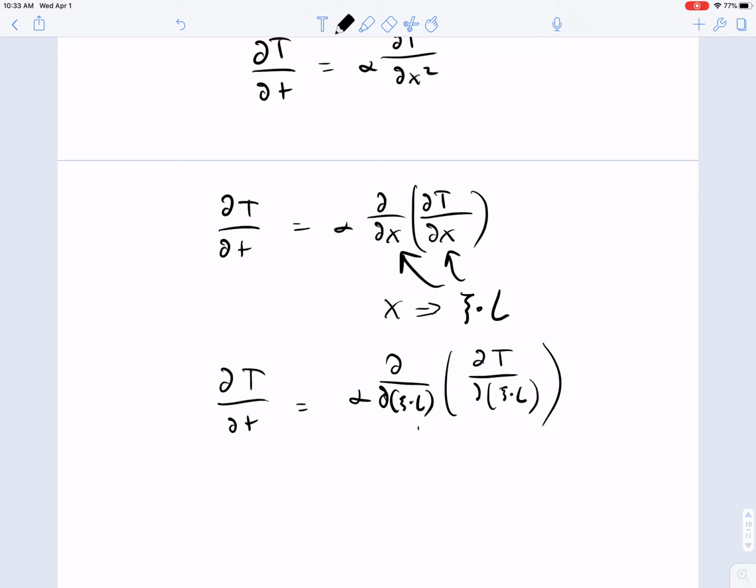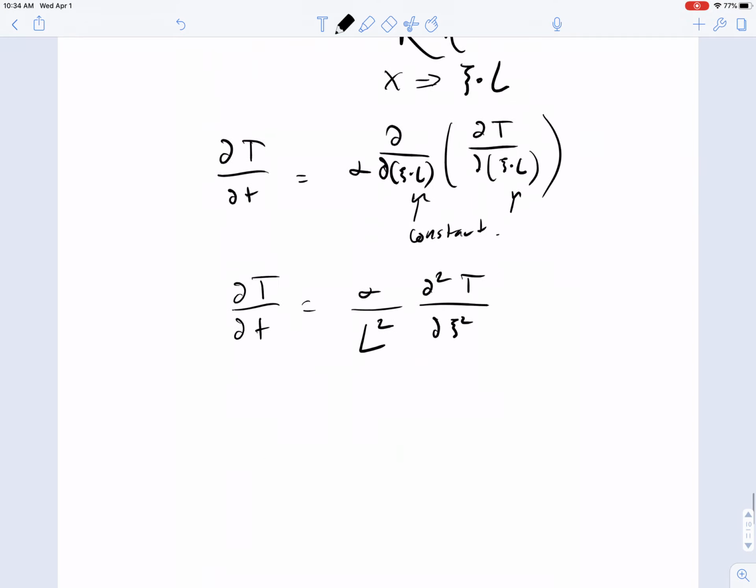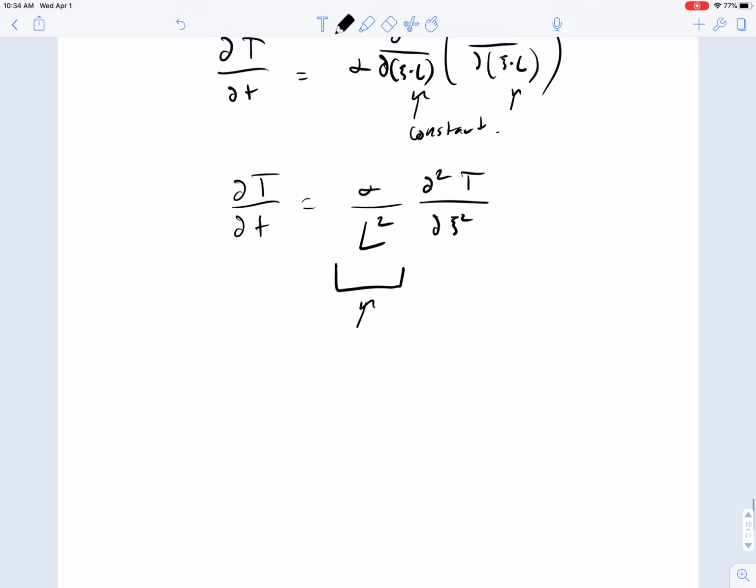But L in each one of these is a constant. And so you can pull the constant out of the derivative, and then you'll have this new equation, alpha over L squared, del squared temperature by del psi squared. So this essentially just absorbs all of the dimension into our thermal diffusivity. This makes life substantially easier.